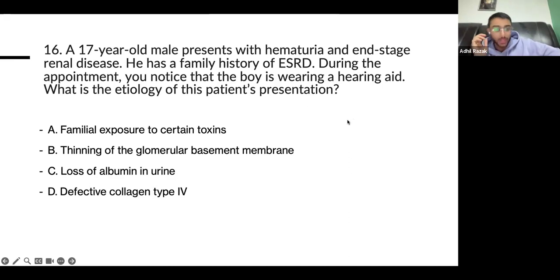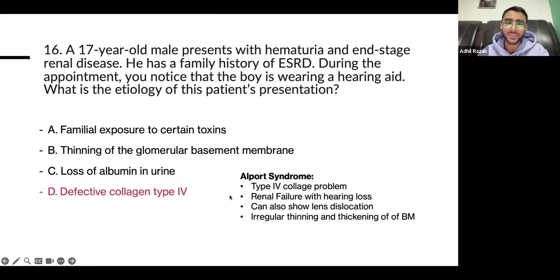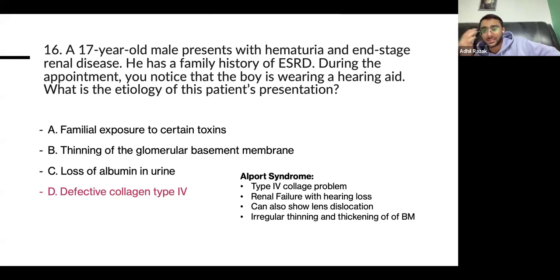Yep, it is Alport syndrome, and the answer is D, actually. It's not the thinning of the glomerular membrane. It's the defective collagen type 4 that is so characteristic about Alport syndrome. The patient will have end-stage renal disease or renal failure with hearing loss, but he could also have lens dislocation. So pretty much it's a collagen issue.